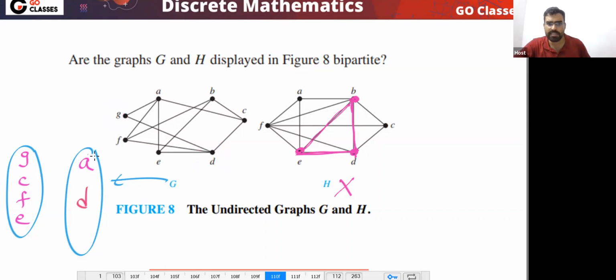D will go here, and there is no problem. Always check the problem. There is no problem. So you can put D here because A comma D are not adjacent. This A comma D, they are not adjacent.